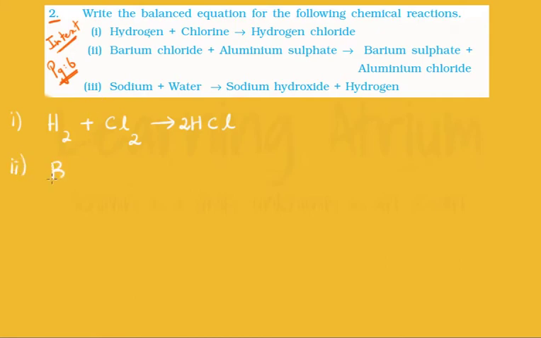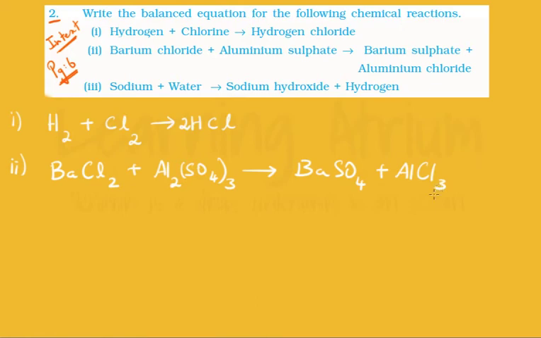chloride BaCl2 reacts with aluminum sulfate Al2(SO4)3 to give barium sulfate BaSO4 plus aluminum chloride. First we look at barium. So we have barium 1 on both the sides. Then we look at chlorine. Chlorine on the left hand side we have 2 atoms, whereas on the right hand side we have 3.